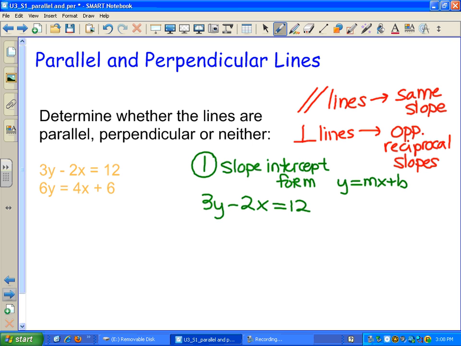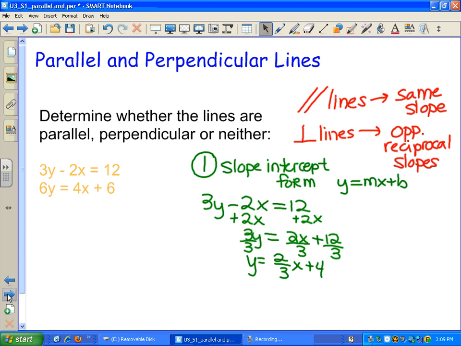So the first thing I'm going to do is add 2x to both sides, which means 3y equals 2x plus 12. And then I'm going to divide both sides by 3. So y is going to equal 2/3 x plus 4. So the slope of this equation is the number in front of x, which will be 2/3. So I'm just going to go ahead and circle that.